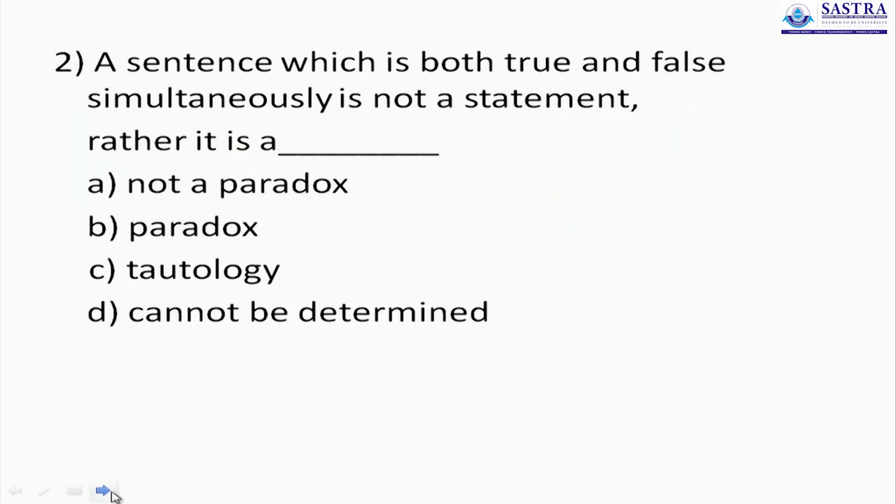Next one might be a little unfamiliar to you, but we'll discuss it. A sentence which is both true and false simultaneously is not a statement, but it is a paradox. It is not a paradox, it is a tautology, or it cannot be determined. Now a statement can only be a true or a false statement, but if the statement contains within itself an ambiguous meaning which can either be interpreted as a true statement or a false statement, then we call it a paradox. It has to be a paradoxical statement.